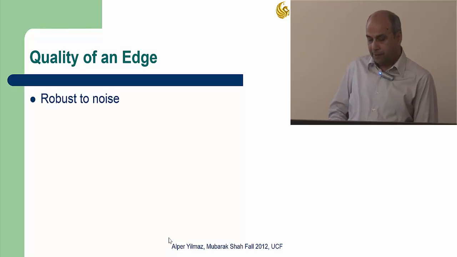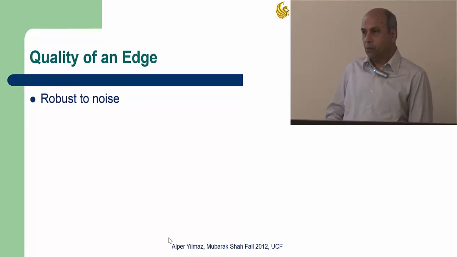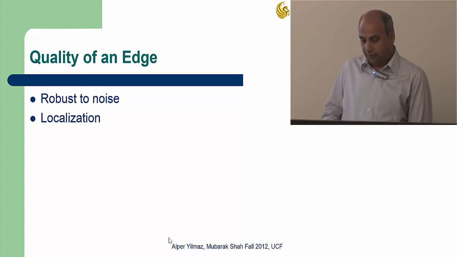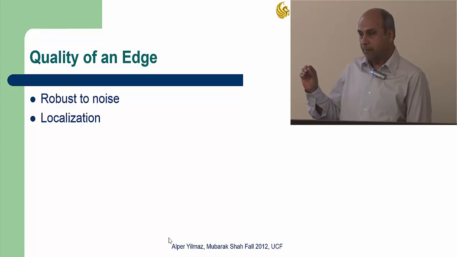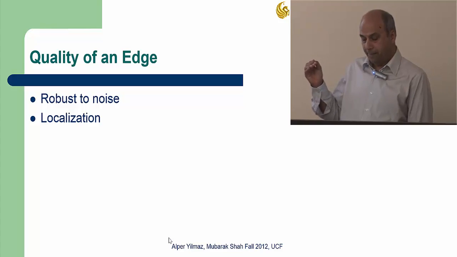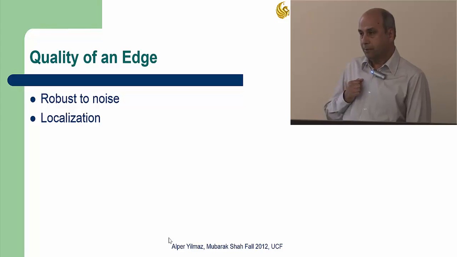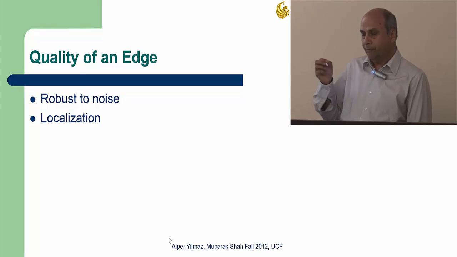So the idea was that we want to look at the quality of an edge. First, as we've been talking about, edge detection should be robust to noise. If there's noise, we should be able to deal with that. Second, edges should be localized properly. Where there's an edge, we should find the edge exactly at that location, not one pixel on the left or right, because these edges delocalize.